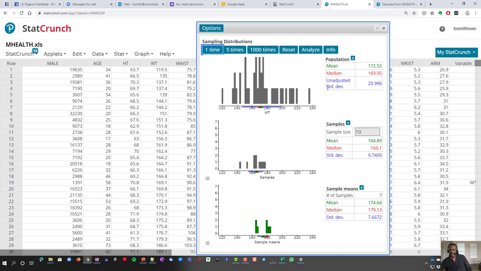Each time we do one of these samples, even though the population has this variation left to right, whenever we take these 10, there's less variation. So now we're looking at 8 samples, standard deviation 7.559 versus the standard deviation of 25.996. So let me do it 5 more times. So you should see this 8 go up to 13.